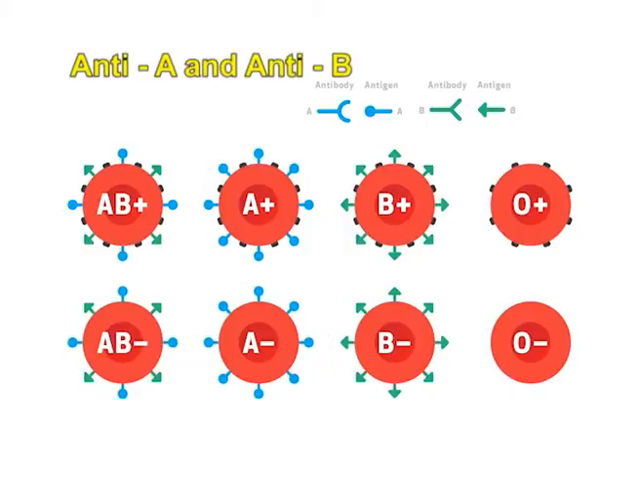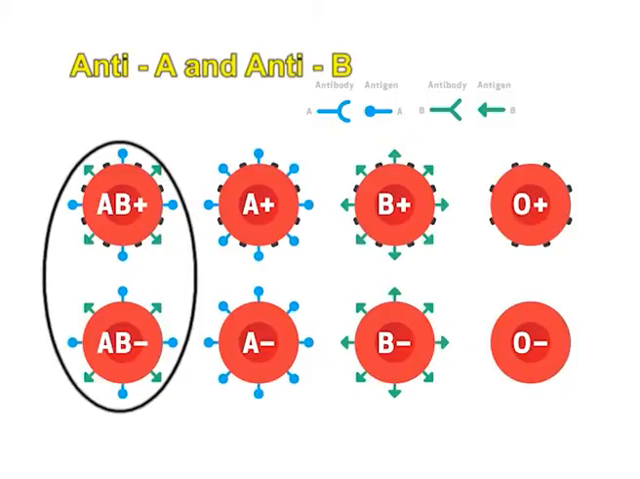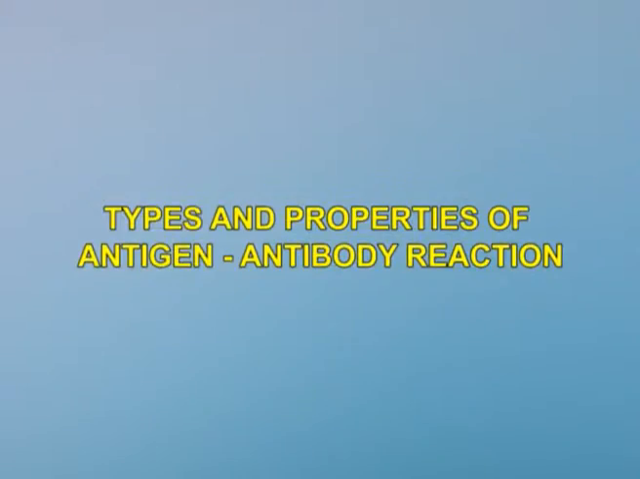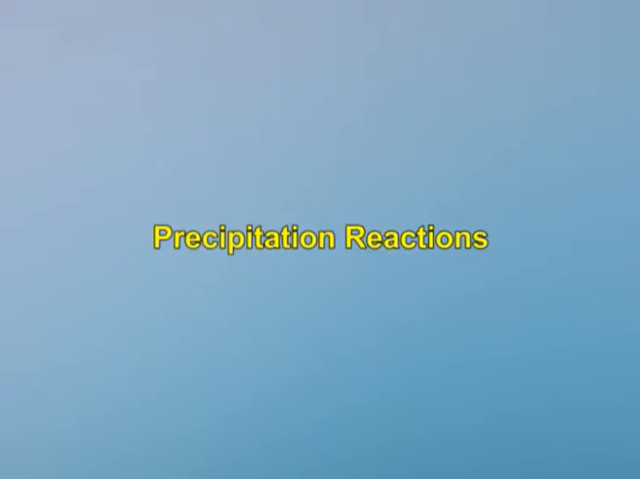Anti-A and anti-B are believed to be not present in group AB individuals because group AB individuals express both antigens on their red cells. Cross-reactivity is also demonstrated by some vaccines. Now we will discuss the types of antigen-antibody reactions and also their properties. Let us begin with the precipitation reactions.